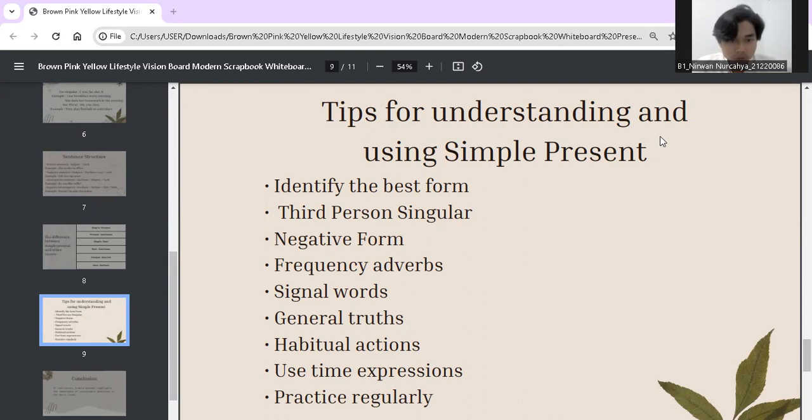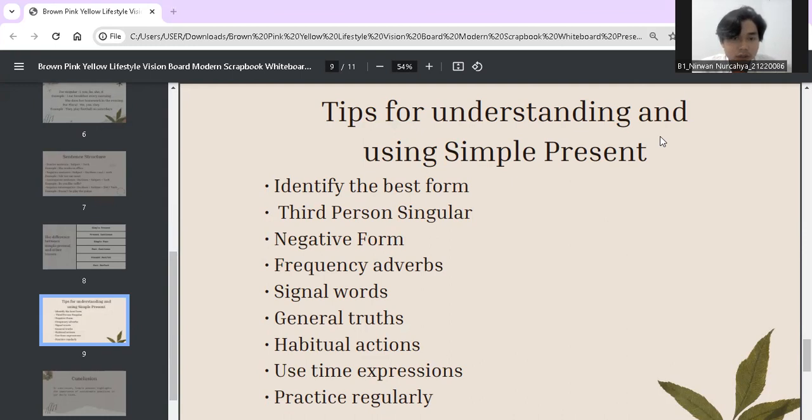For questions, use do or does to form the question. For instance, do we like ice cream? Does he play guitar? And for frequency adverbs, incorporate adverbs of frequency, always, often, sometimes, rarely, never, to express how often an action occurs. For example, I always exercise in the morning.